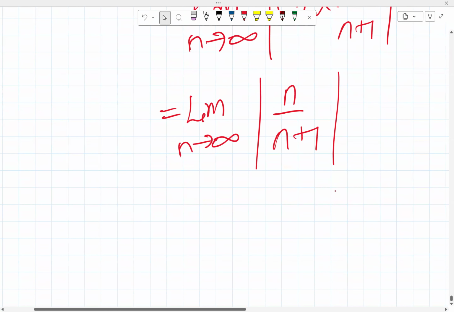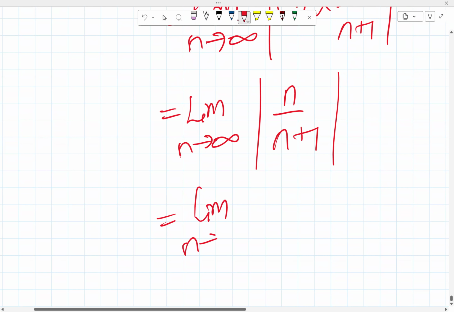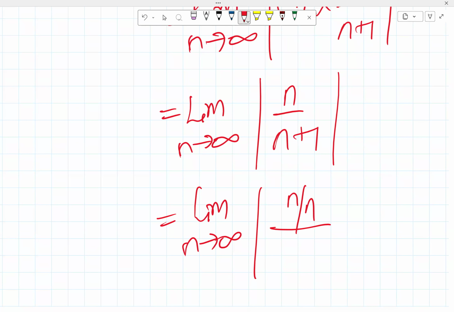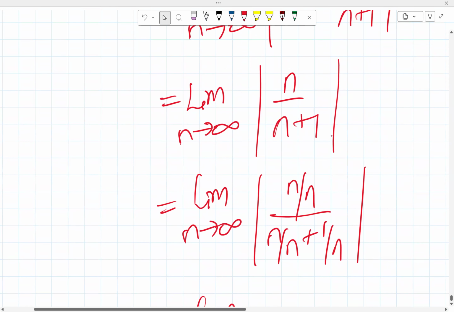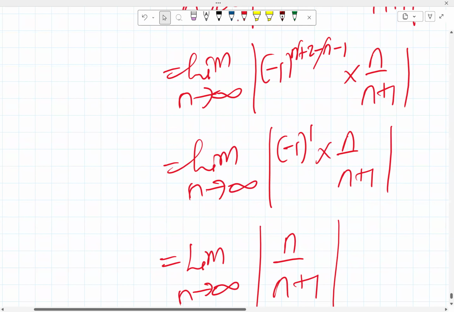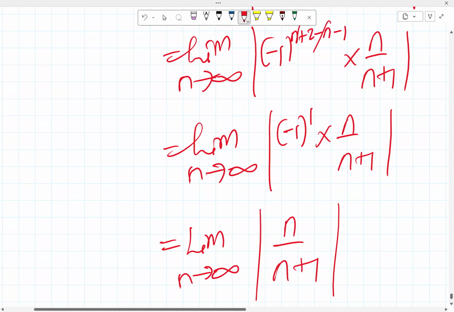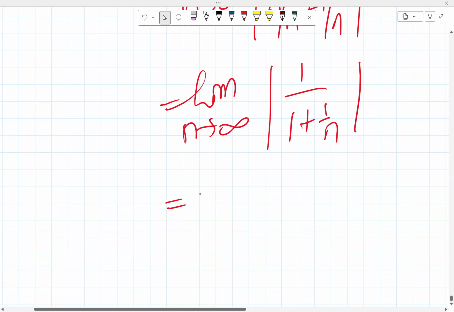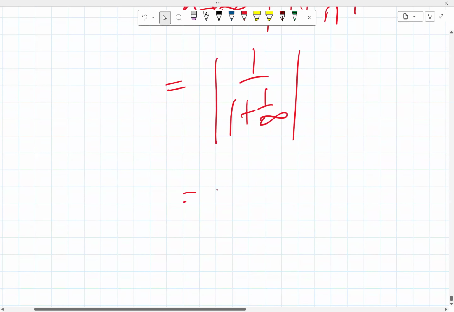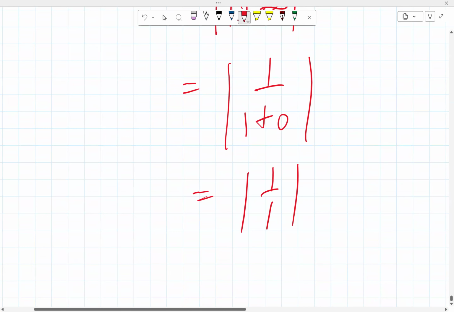Okay, so in this case, if you substitute directly, you're going to get infinity over infinity, but you can avoid that by dividing through by n. So you have n over n, over n+1 over n. Now, I had forgotten about the minus, but because we are taking the absolute value, the absolute value will just get rid of that. So we then have this to be 1 over 1+1/n. If you now substitute infinity, you have 1 over 1+1/infinity, which is 1 over 1+0, and that is simply 1 over 1, and that is 1.